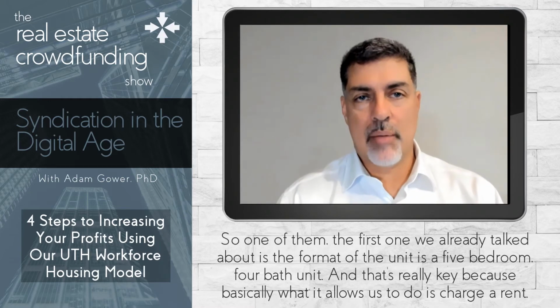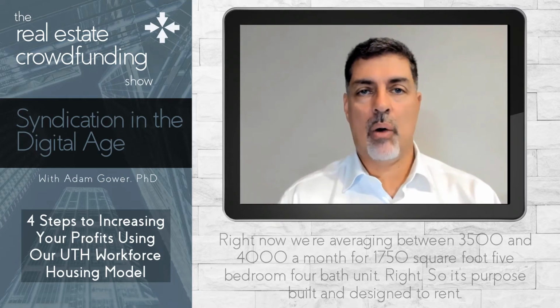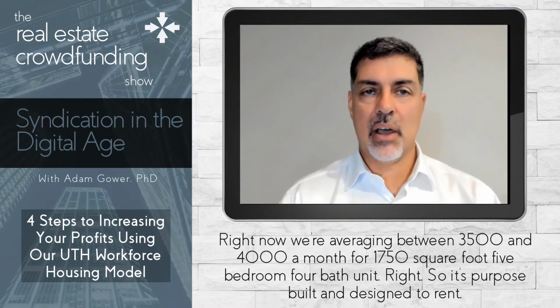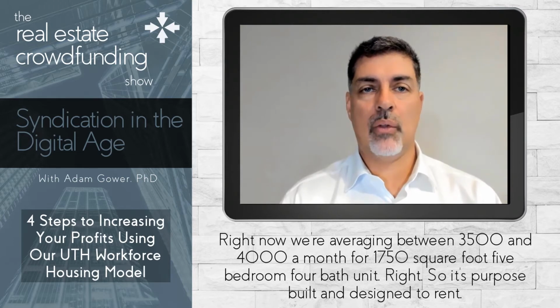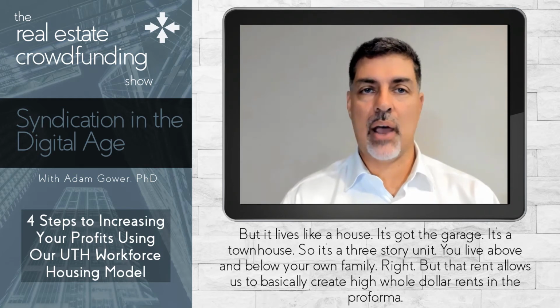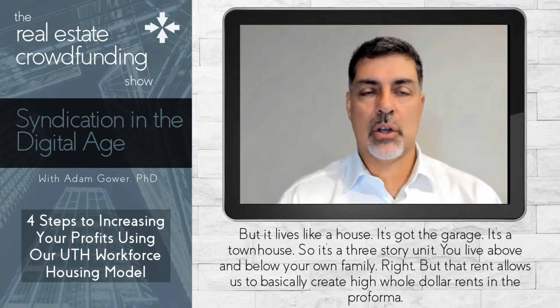So the first one we already talked about is the format of the unit, a 5-bedroom, 4-bath unit. That's really key because it allows us to charge a rent. Right now we're averaging between $3,500 and $4,000 a month for a 1,750 square foot 5-bedroom, 4-bath unit. It's purpose built and designed to rent, but it lives like a house. It's got the garage, it's a townhouse, a 3-story unit. You live above and below your own family, right? But that rent allows us to create high whole dollar rents in the pro forma.